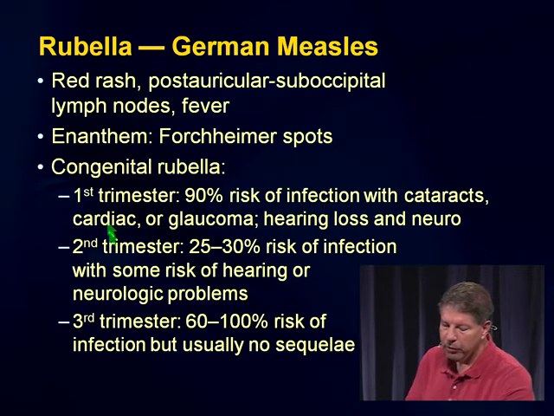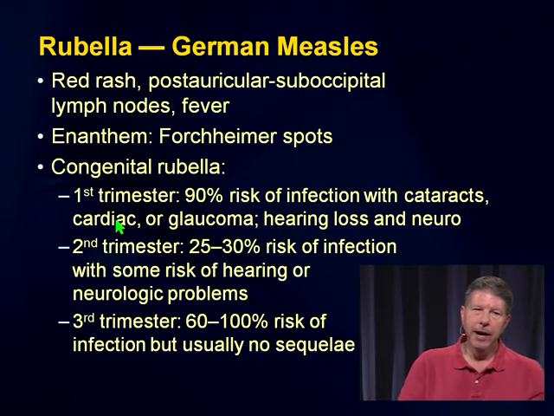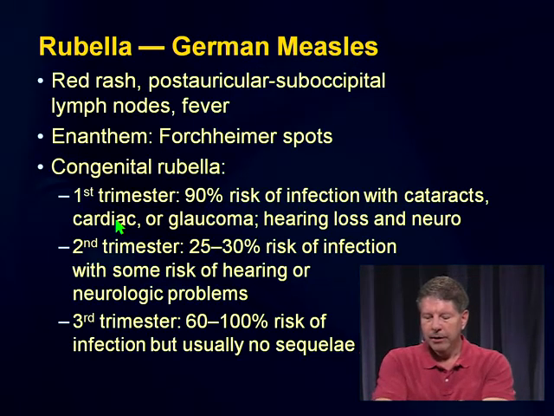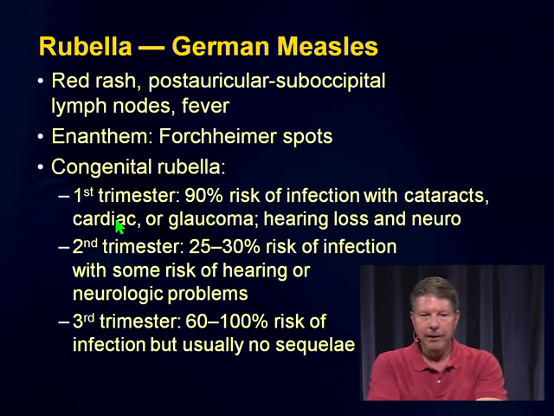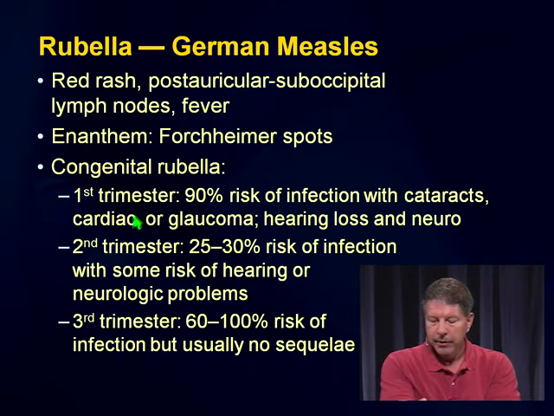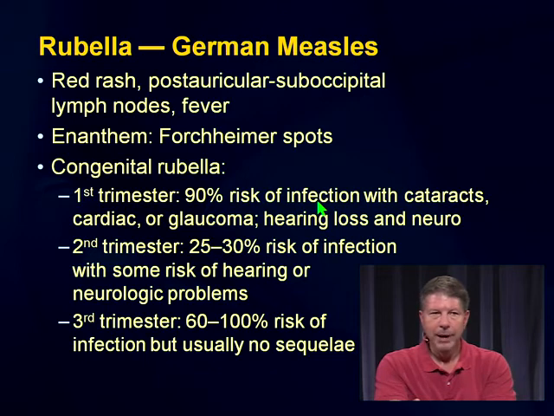So with congenital rubella, if she gets infected or has rubella in the first trimester, then the kid is going to be affected. And you can just guarantee the kid's going to be affected. And this is the kind of kid who's going to have the classic rubella syndrome with cataracts, cardiac disease, glaucoma, hearing loss, and neuro problems, okay? So early disease is likely to cause significant bad things for congenital rubella.